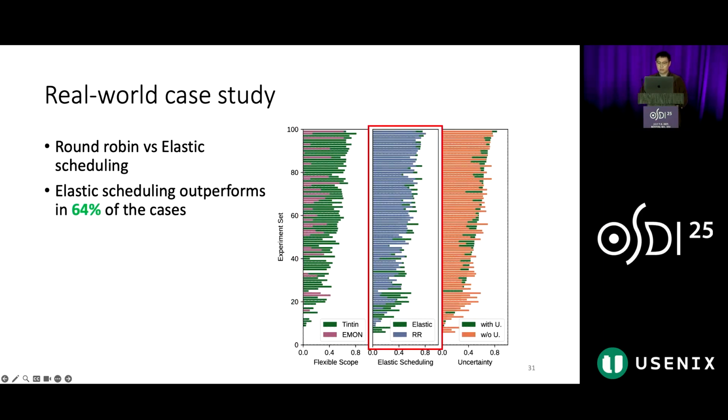Next, we also looked into how effective our elastic scheduling is. We compared it with a strawman solution, a round-robin scheduling policy. And the results show elastic scheduling is more optimal. It outperforms in 64% of the cases.